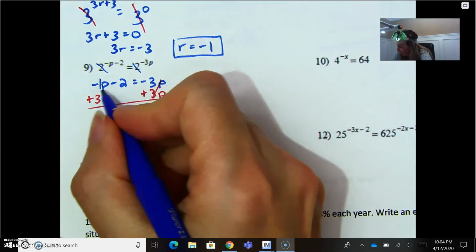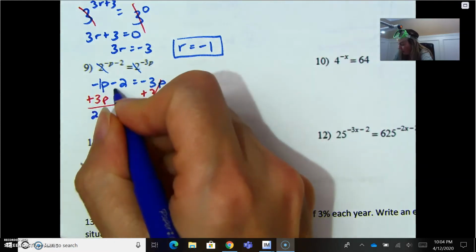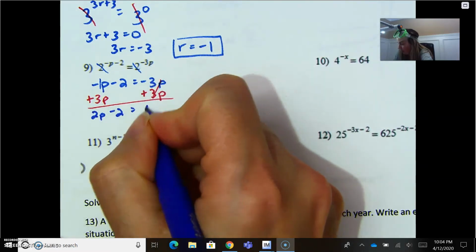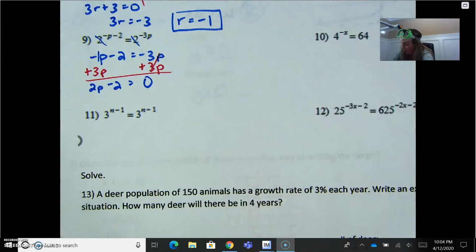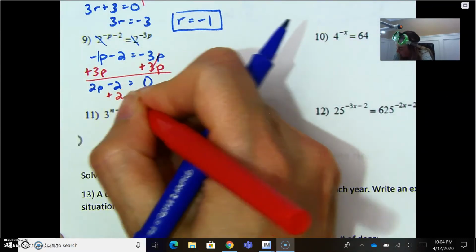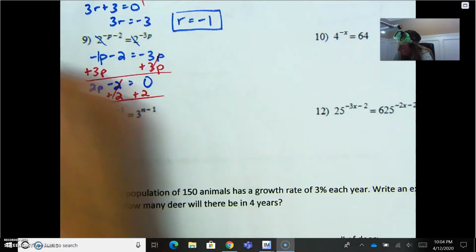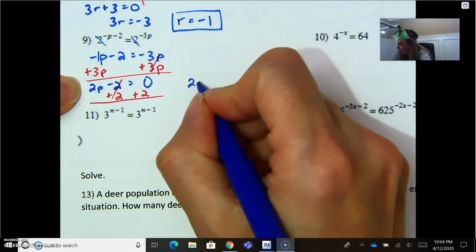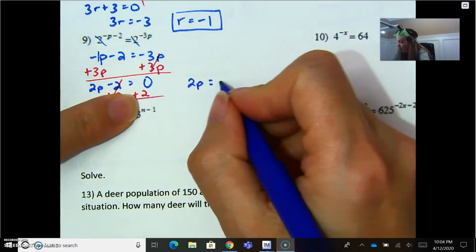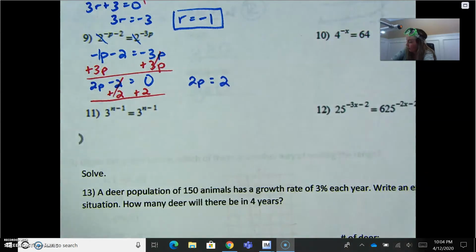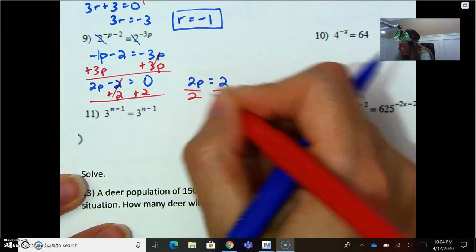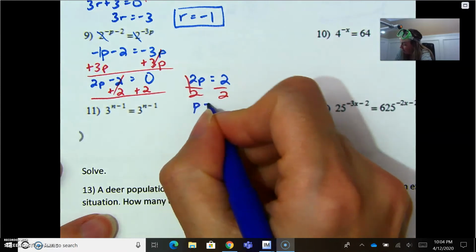So -1 plus 3, that's 2p minus 2. And now there's nothing over here, but not for long. I'm going to bring this 2 over. So now I have 2p equals 0 plus 2, which is 2. Divide off that 2, and p is 1.